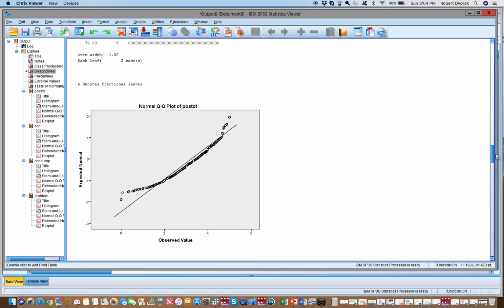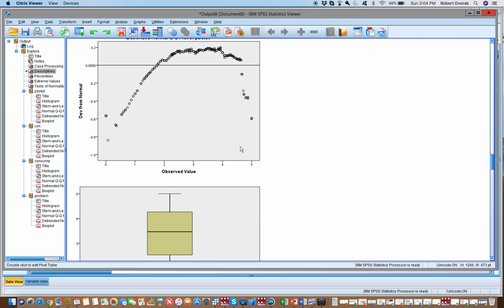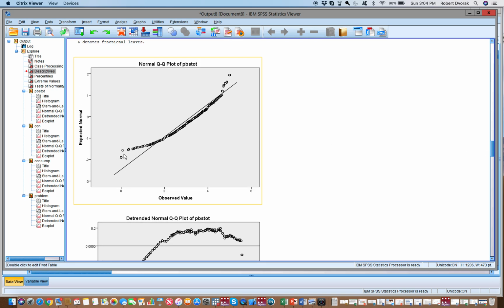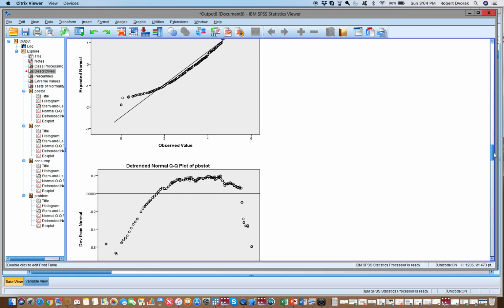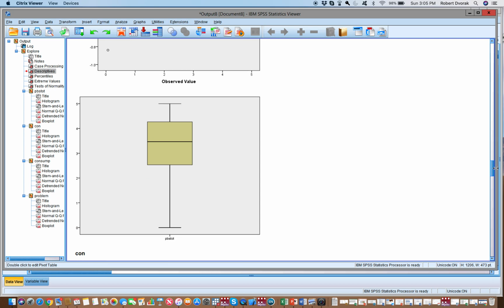If we continue down, we have a normal QQ plot. These are quantile plots. This actually doesn't look too bad. For QQ plots, you always want your variable to fit right on this line. Tails often deviate from that line. And this is a detrended QQ plot. This is basically the same information that you get up here, but it tells you how far these things are from this basic line, right? And so you get these values, notice, are much different than the values along here.